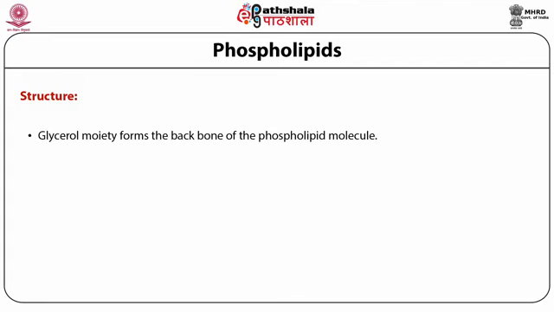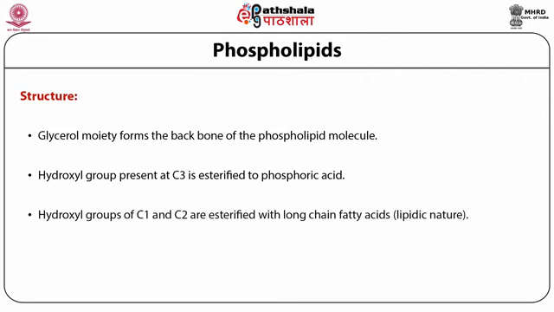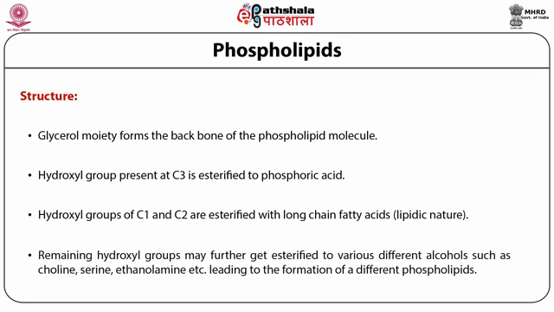Now let us see the structure of phospholipids. Glycerol moiety forms the backbone of the phospholipid molecule. Hydroxyl group present at C3 is esterified to phosphoric acid. Hydroxyl groups of C1 and C2 are esterified with long chain fatty acids. These chains lead to the lipidic nature of the molecules. Remaining hydroxyl groups may further get esterified to various different alcohols such as choline, serine, ethanolamine, etc., leading to the formation of different phospholipids.